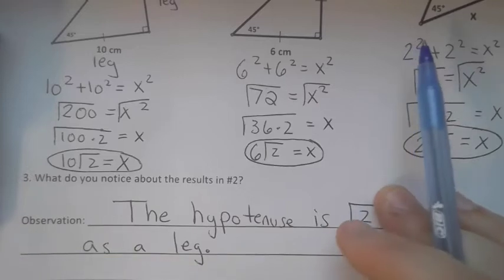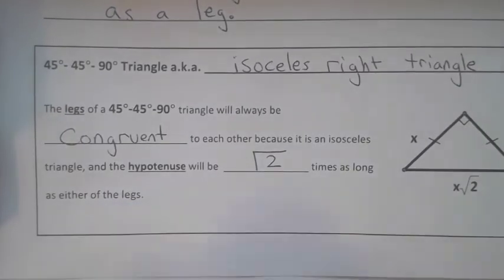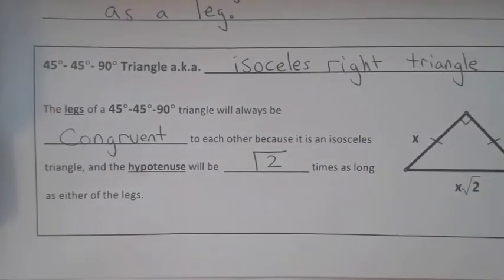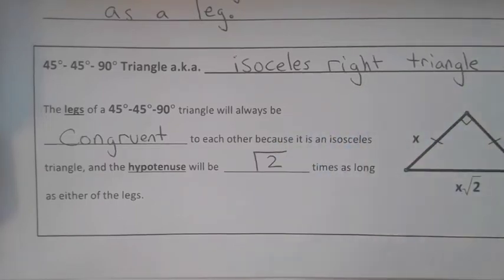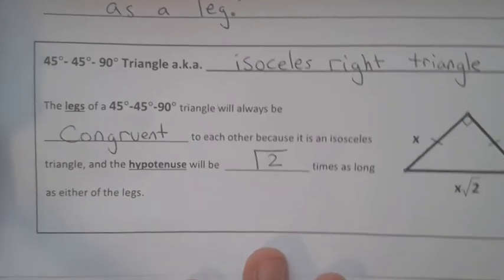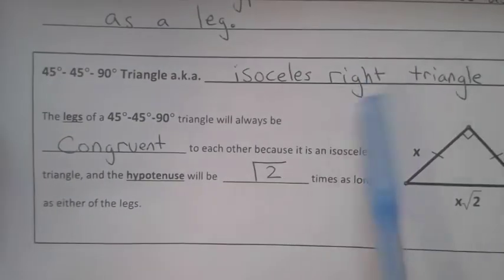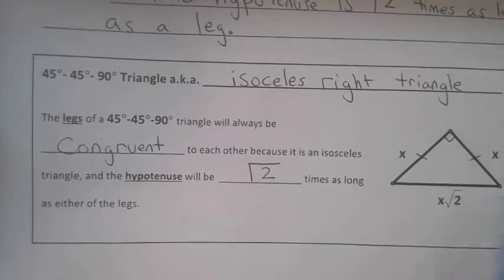So now we're going to see our notes in general. So make sure you write these down. So we call this an isosceles right triangle. Notice this will always form this format. The legs will be congruent because isosceles, and the hypotenuse will always be square root of 2 times as long. So for example, let's say that this side was 2. It would be 2 square root of 2. Let's say it was 5 square root of 2.